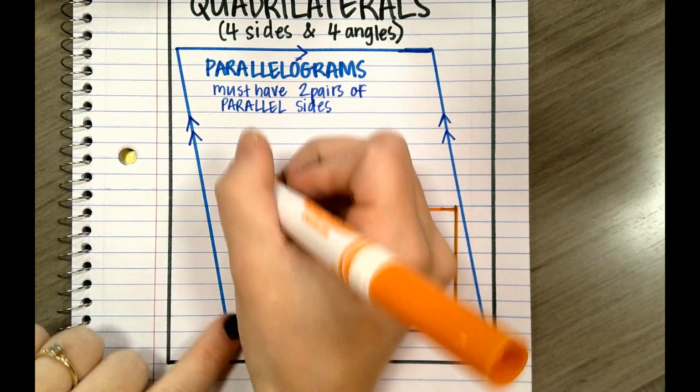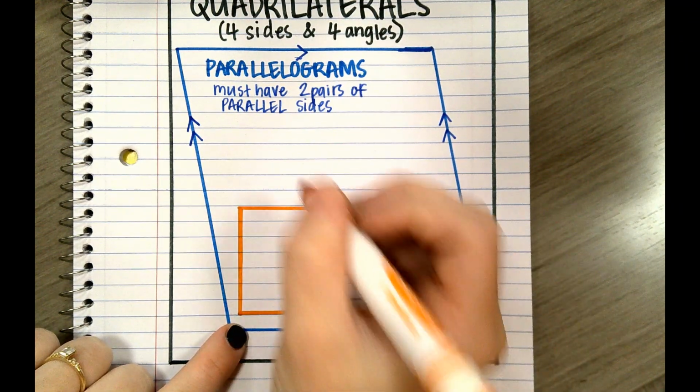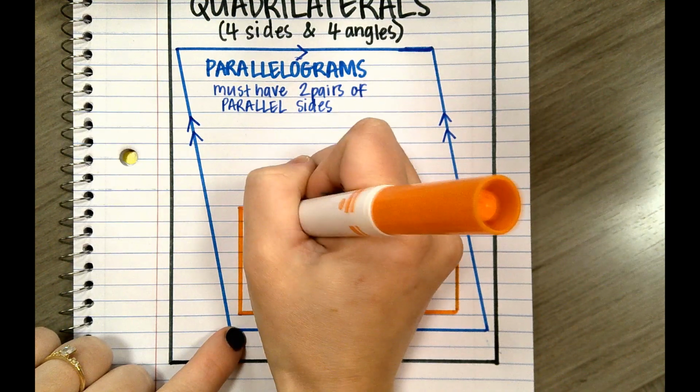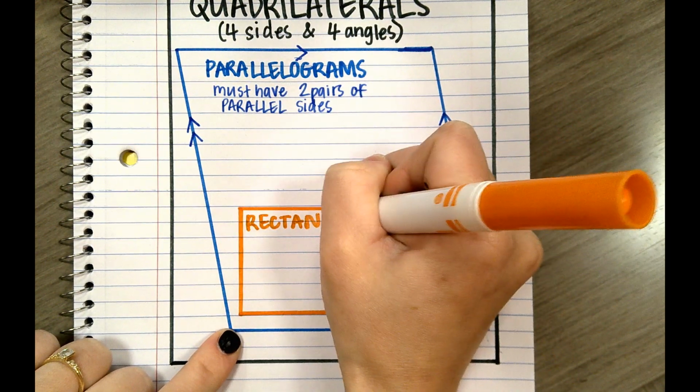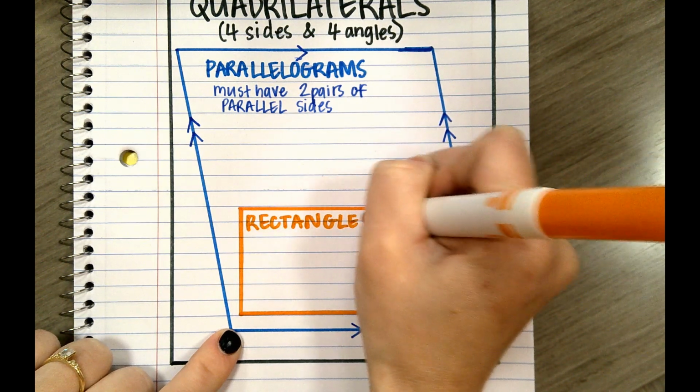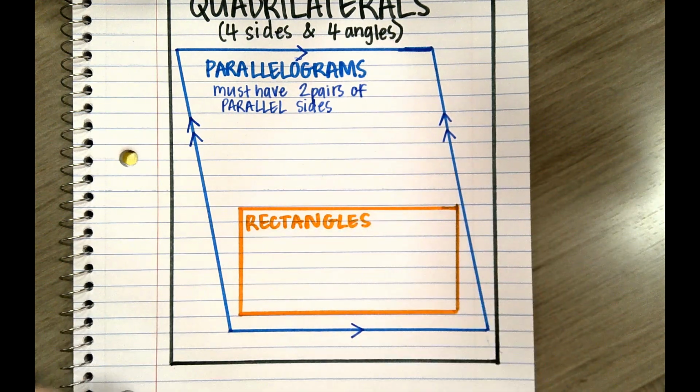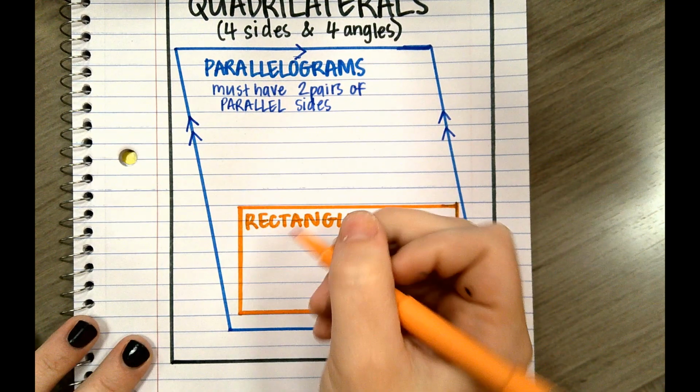I'm going to write here rectangles. A little space. I'm going to write under that must have four 90-degree angles, four right angles.